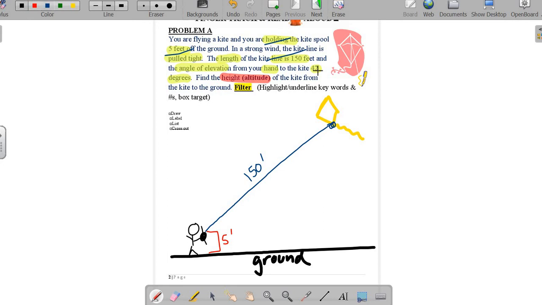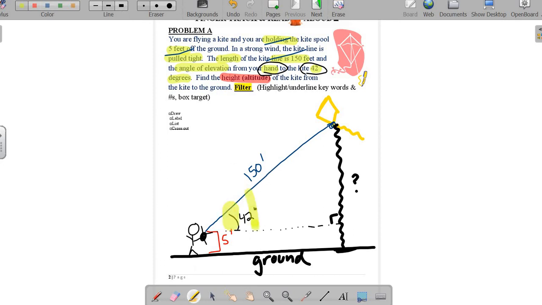Your angle of elevation starting at your hand, so that's always horizontal going up, which means you have to draw a horizontal line, an imaginary horizontal line, and your 42 degrees goes right here. Your ultimate goal is to find the height of the kite, which goes from the kite all the way to the ground. Keep that in mind. But the triangle you are working with to solve is this triangle right here.